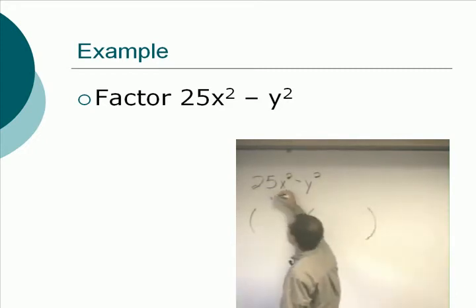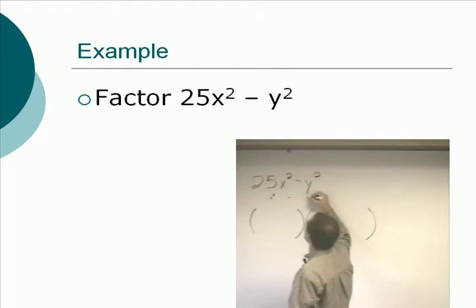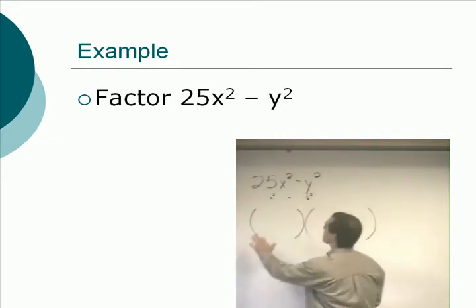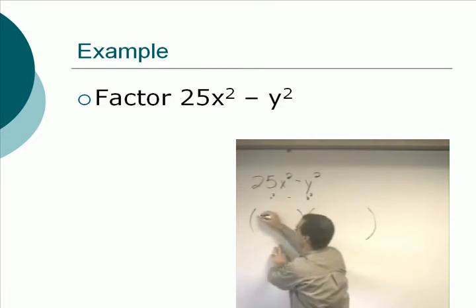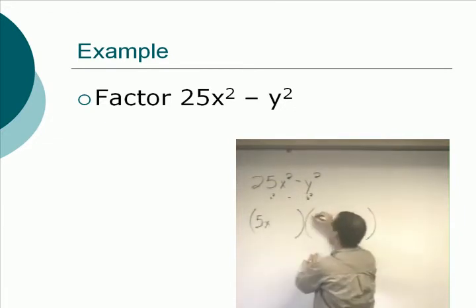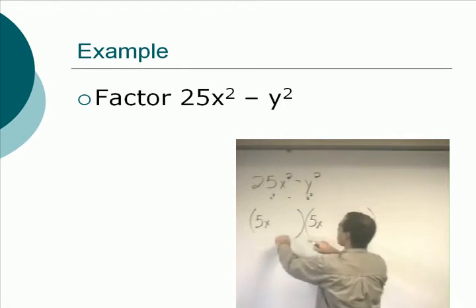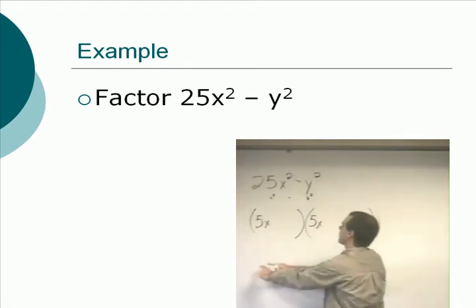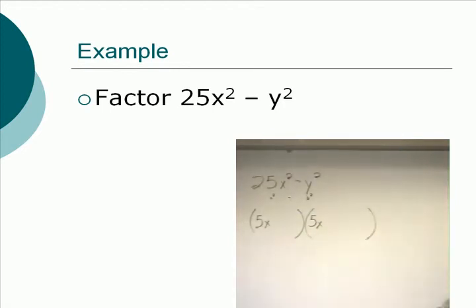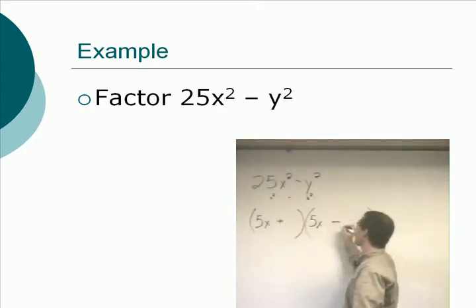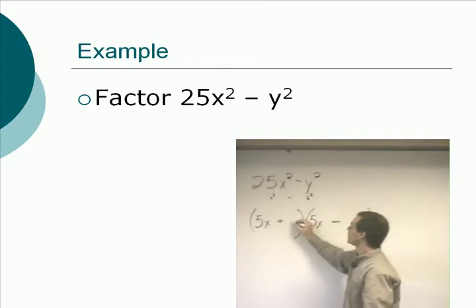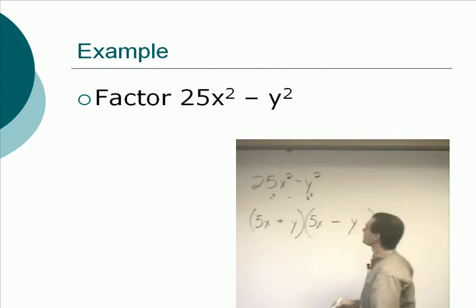basically, this is playing the role of a squared, and this is playing the role of b squared. So what's your first term in each one going to be? 5x and 5x. Now when we multiply these back together, we'd get 25x squared. That's what we want. And then, of course, the last terms here have to be plus and minus. Got to have opposite signs, and y.